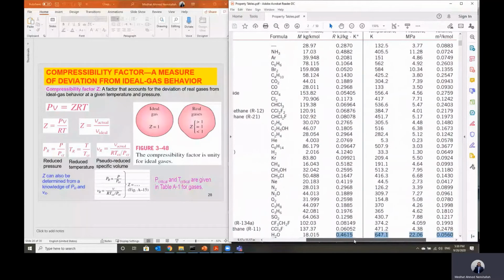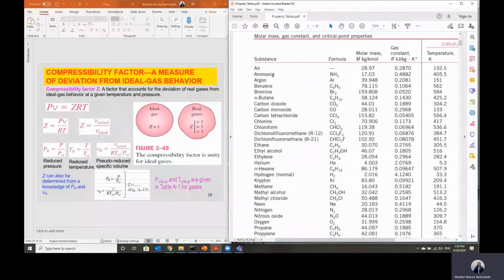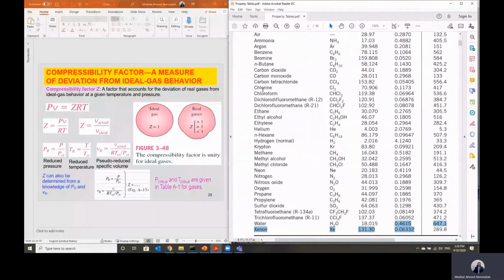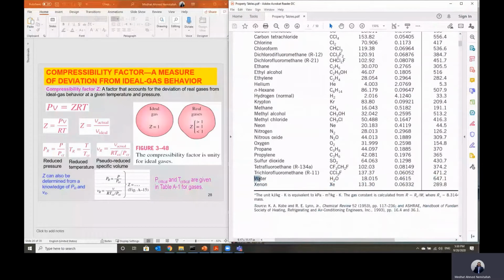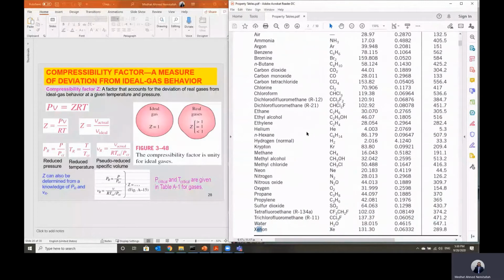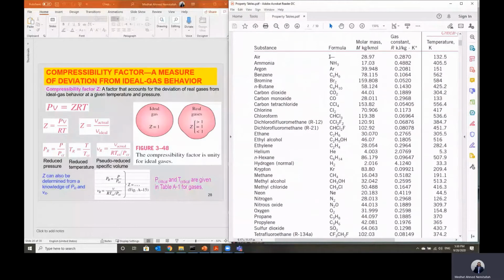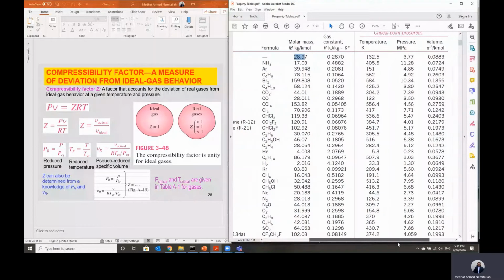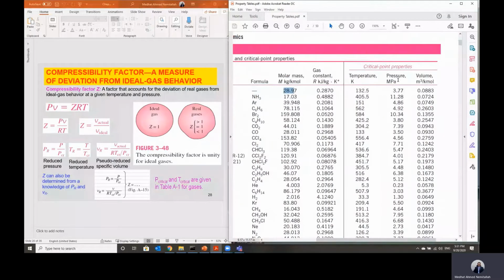Look at table A1. In this case, you will find a list of all gases here, starting with ammonia, argon, benzene, until we end up with water, and we have here another gas. If you look at any of those gases, you will find the chemical formula given, and the molecular weight will be given. The gas constant R, which we have defined, is the universal gas constant divided by the molecular weight of the substance. Then here, in the last three columns, you will find the critical conditions given.